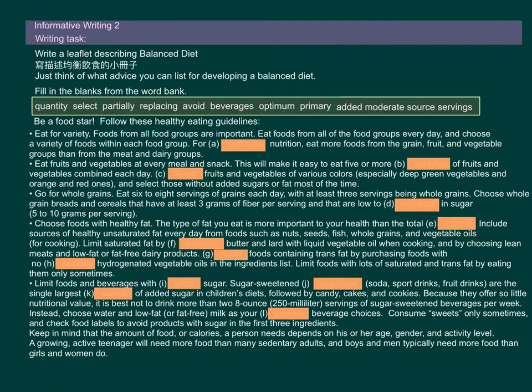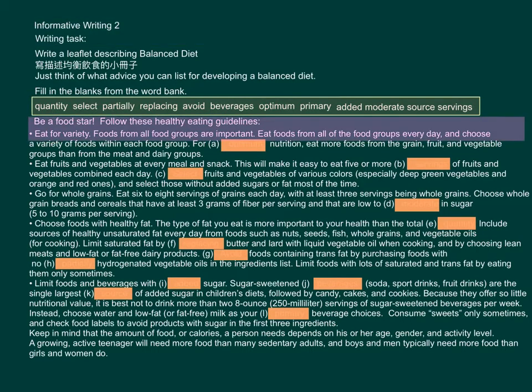Fill in the blanks from the verb bank. Quantity, select, partially, replacing, avoid, beverages, optimum, primary, added, moderate, sauce, servings。大家可以撳暫停看掣,然後寫低適當嘅答案。喺 A 至 L 空白嘅地方,Be a food star.